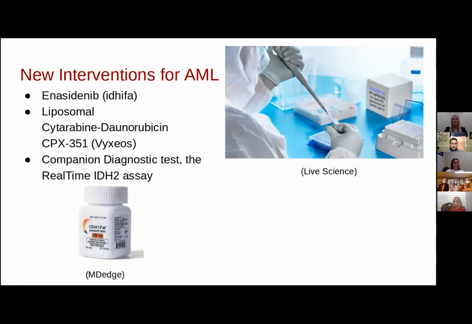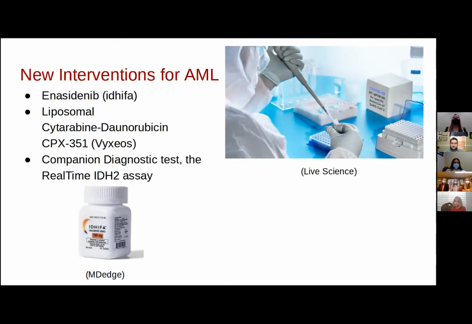Enasidenib targets a specific gene mutation called IDH2, which prevents your bone marrow from having your young blood cells develop into healthy adult blood cells, which can result in AML. To detect if a person can benefit from this drug, a real-time IDH2 assay can be performed. It's a PCR assay for qualitative detection of the mutation.